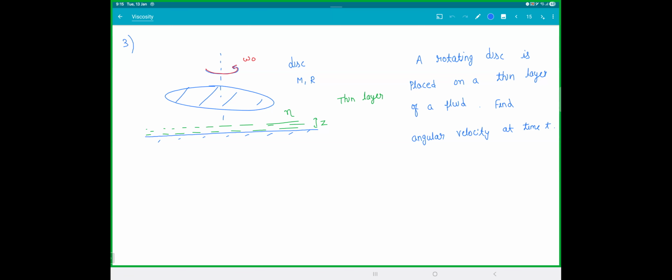Think. How will you choose an element? You already know how to choose an element. You take a thin ring at a distance x, dx thickness, and use the formula eta A dv by dz. V is what? V is the velocity between the layer and the ground.